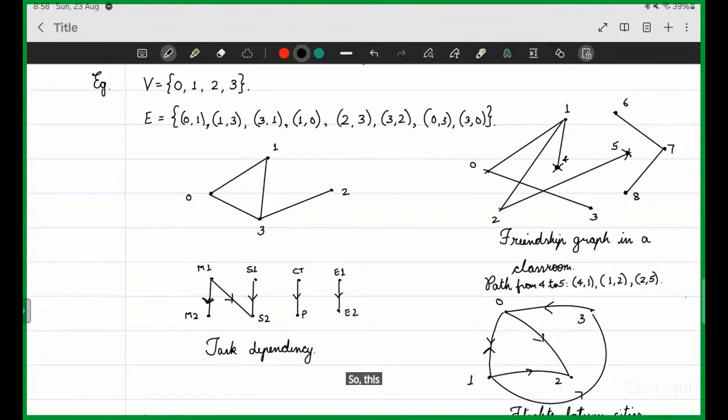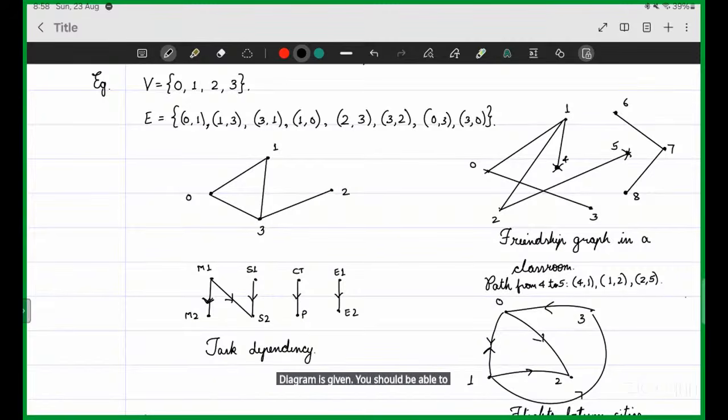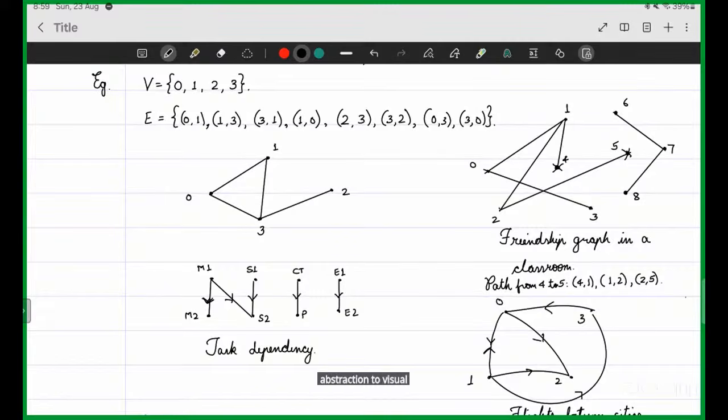So this is yet another thing. You should be comfortable talking in terms of vertex set and edge set just abstractly, in terms of the labels that are given, and write the corresponding diagram for it and visualize it. Or if the graph diagram is given, you should be able to convert it back to the abstract data. What is the vertex set? What is the edge set? What is the mathematical question being asked?